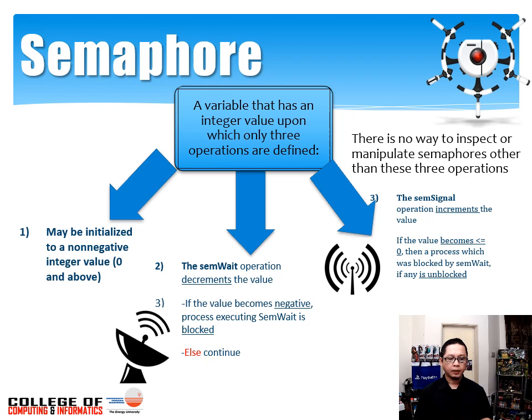If the value becomes negative, a process will be blocked. If the value becomes positive, the process will become unblocked. So do you remember the concept of the change of state between running and block? So how does this process change state? This is where we see the use of semaphore in determining the change of state between running and block, and then from block to running again.